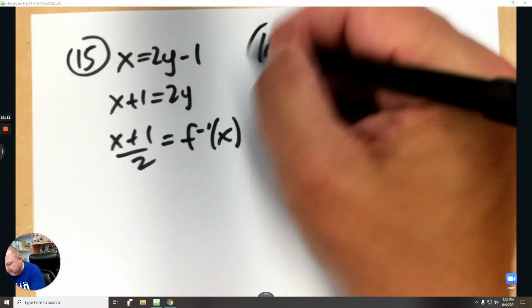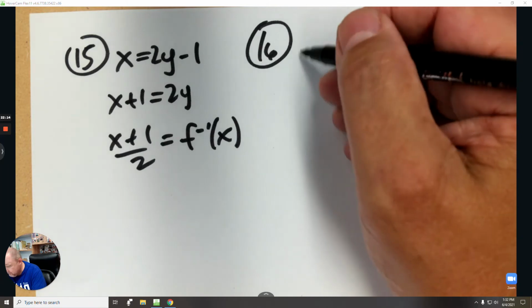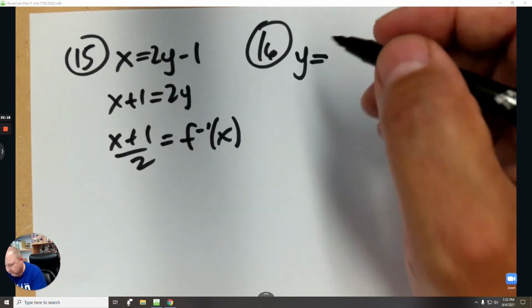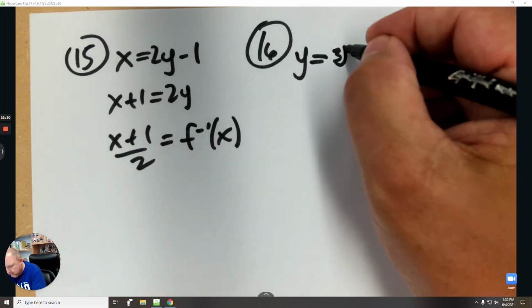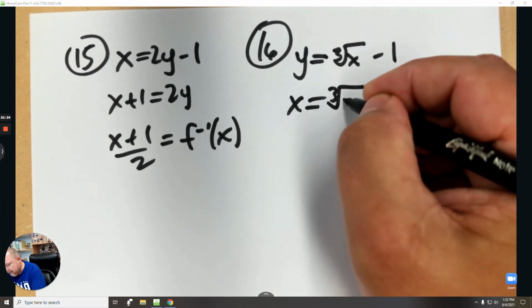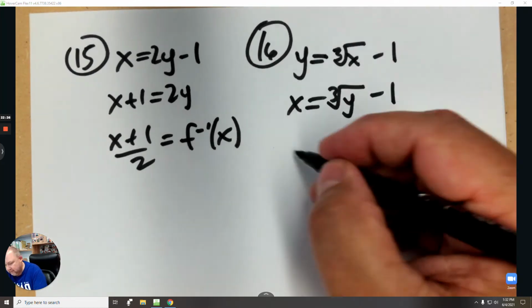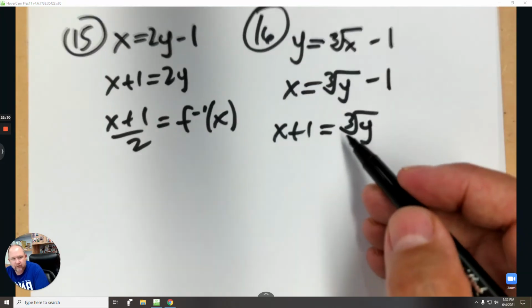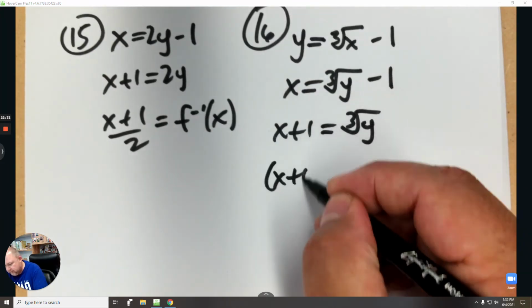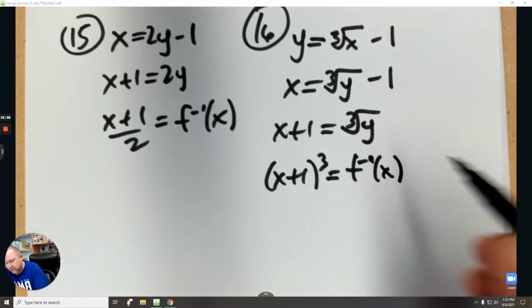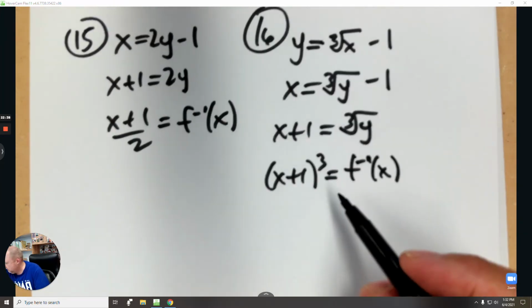For number 16, you need to recognize that we need to write it with a y instead of f at x. So y equals the cube root of x minus 1. Then do the inverse. So x and y are inversed, and now get y by itself. So we're going to add 1. The inverse of cube root is just to cube both sides. And now that y is by itself, you can use the symbol for inverse, and that's the symbol.